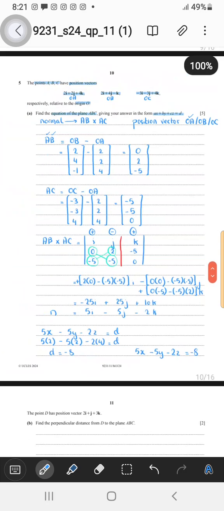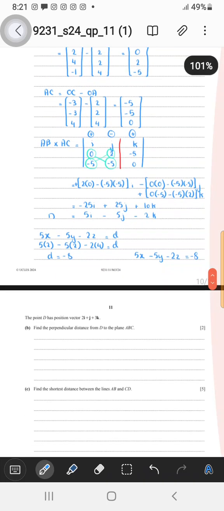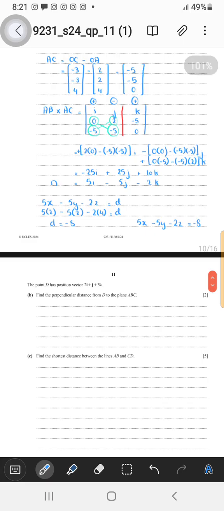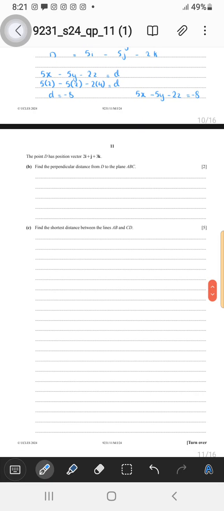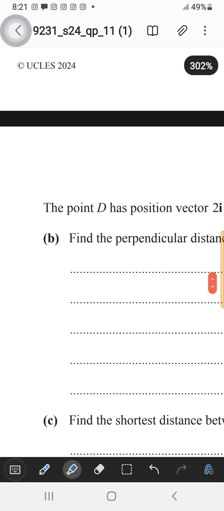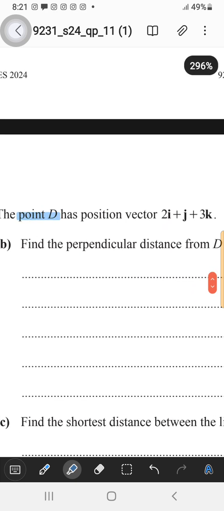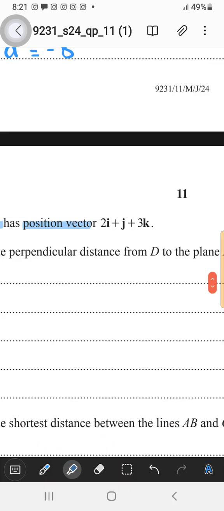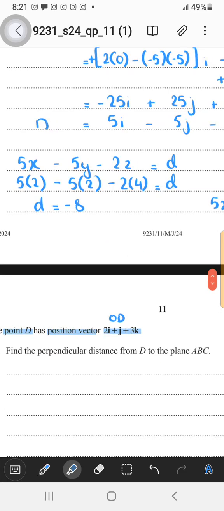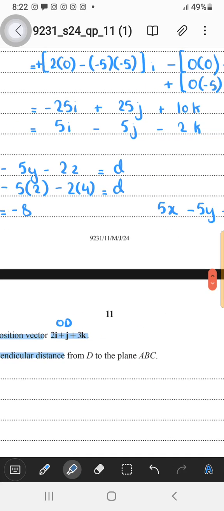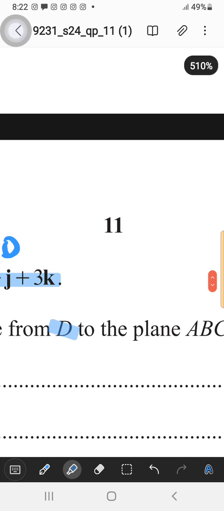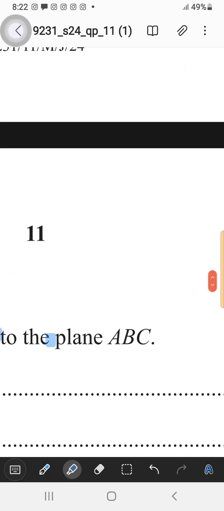I hope you get the complete solution. This was our solution for the part A. Now we are moving to the part B. In the part B, the question is asking for the point D. There is one more point added now. Has position vector 2i plus j plus 3k. So it means it is OD. Find the perpendicular distance from D to the plane ABC. We have to find perpendicular distance from D to the plane ABC.